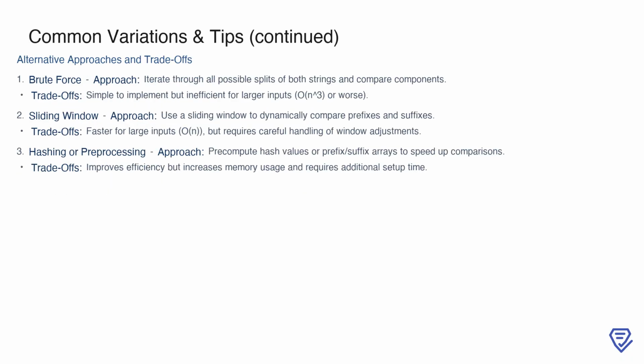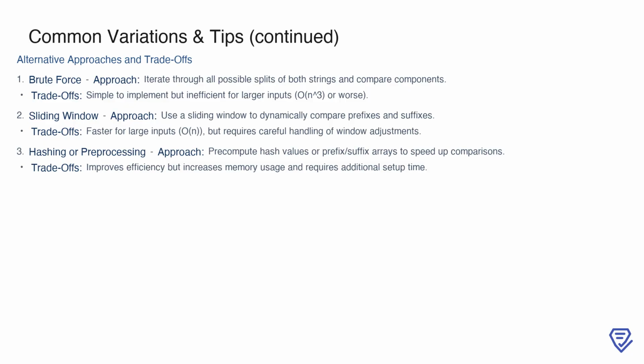Now, let's discuss alternative approaches and the trade-offs involved. A brute force approach involves iterating through all possible splits of both strings and comparing their components. While this method is straightforward to implement, it's highly inefficient for larger inputs, often with a time complexity of O(n^3) or worse.